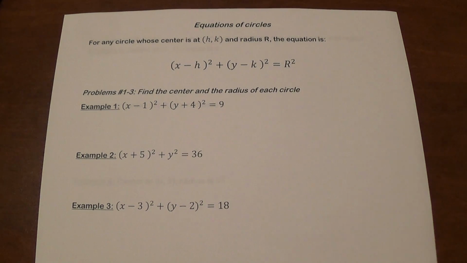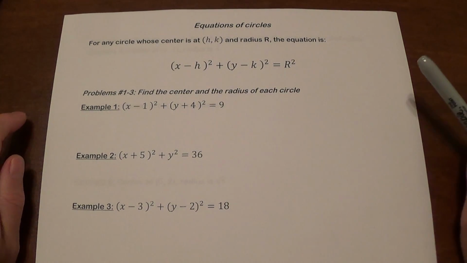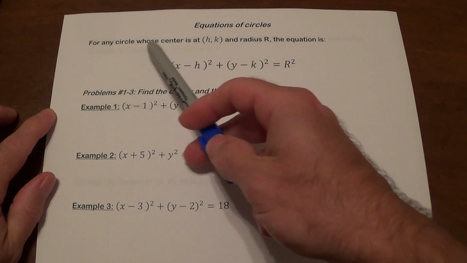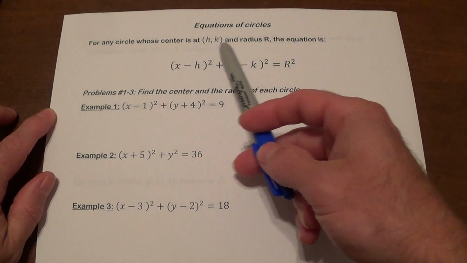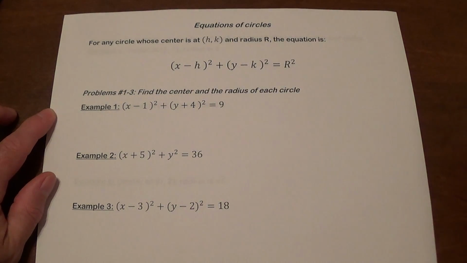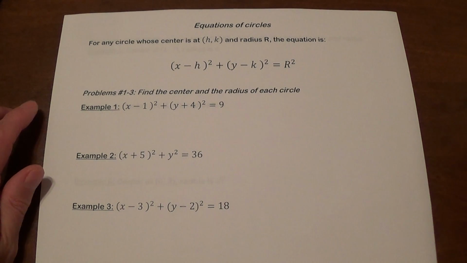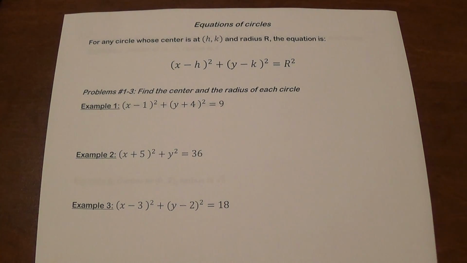Hi, we're going to discuss writing equations of circles and working with equations of circles. First of all, we need to know what the main formula is. For any circle with the center at the point (h, k) and the radius r, this is going to be the equation for it. The first thing we need to learn is how to identify the center and the radius from the given equation.